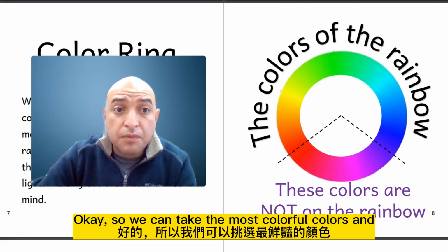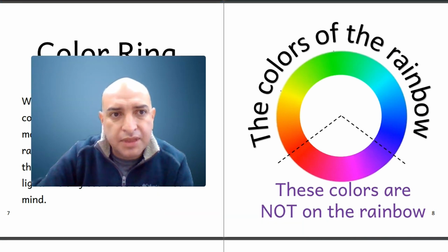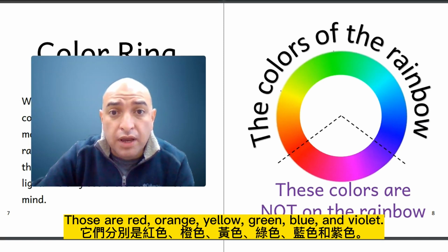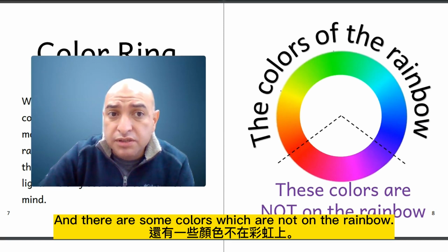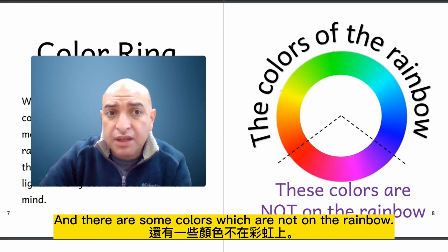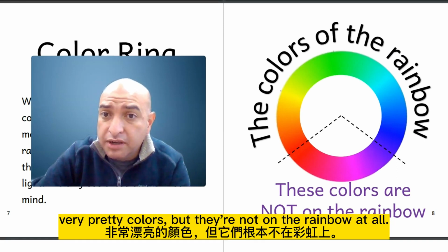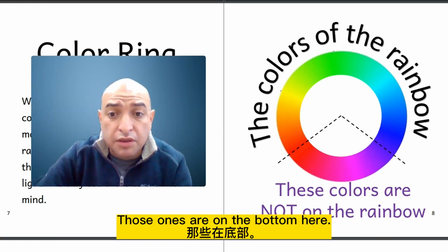So we can take the most colorful colors and we can put them around a ring like this. Sometimes we think of the colors of the rainbow. Those are red, orange, yellow, green, blue, and violet. And there are some colors which are not on the rainbow. We have colors like purple and magenta, which are very colorful, very pretty colors, but they're not on the rainbow at all. And those ones are on the bottom here.